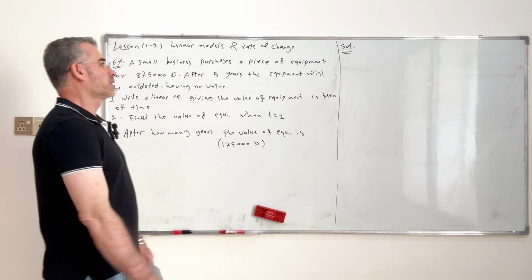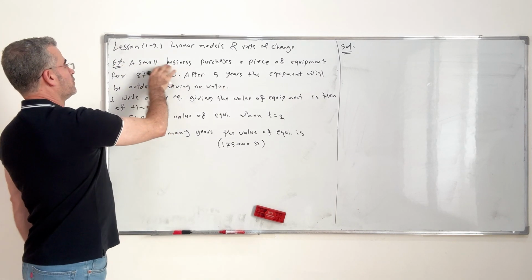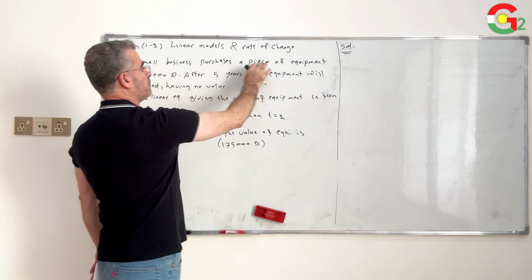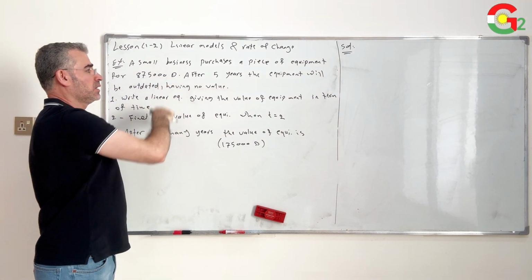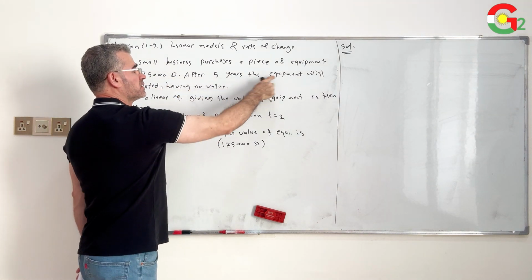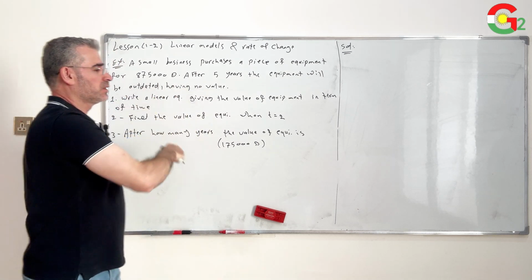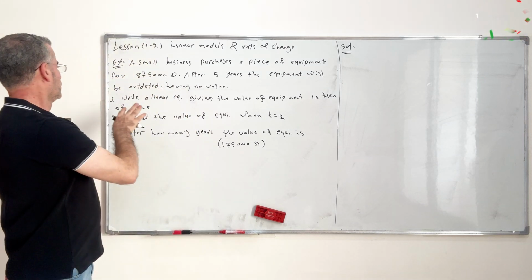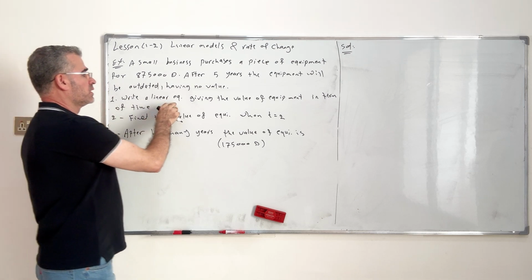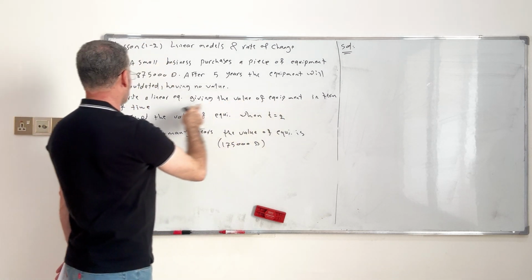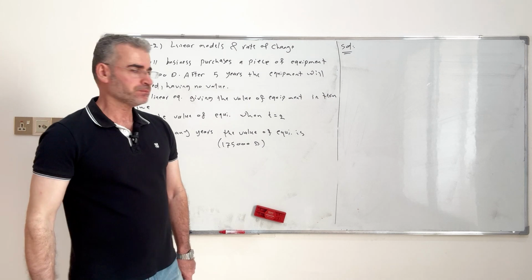Another word problem example. A small business purchases a piece of equipment for 875,000 dinar. After 5 years, the equipment will be outdated, having no value. The needed are three. Write a linear equation giving the value of equipment in terms of time.